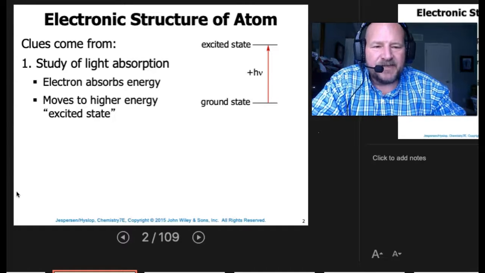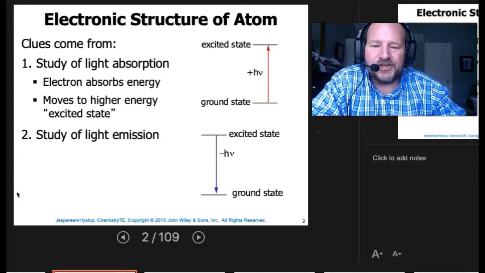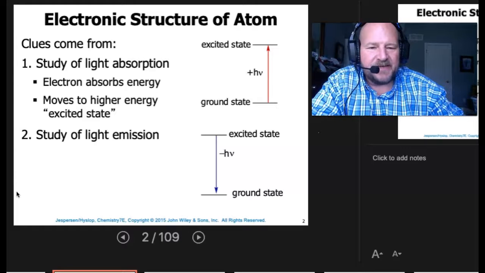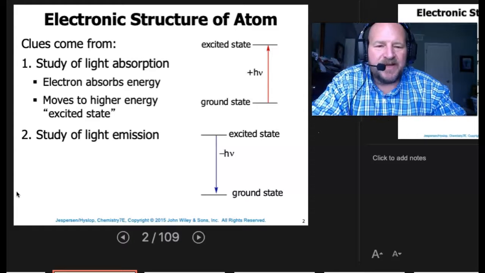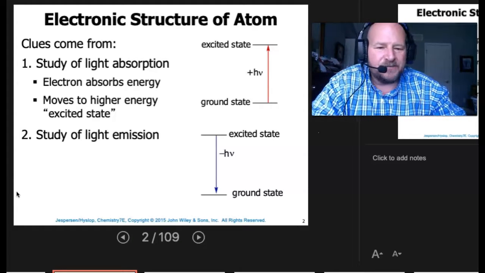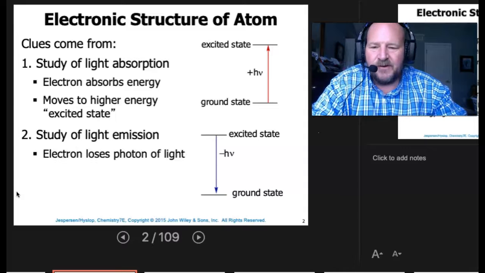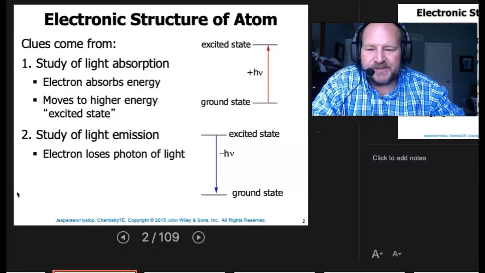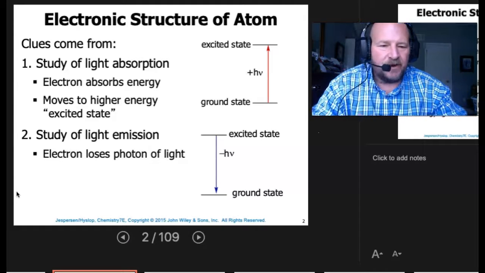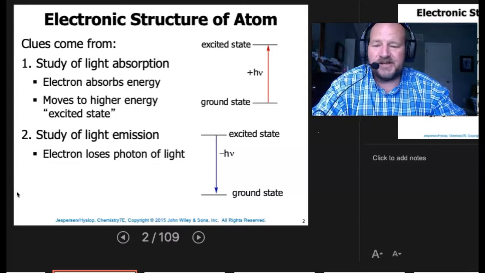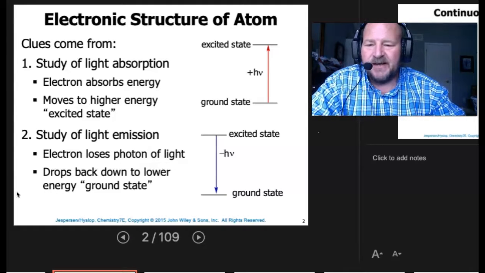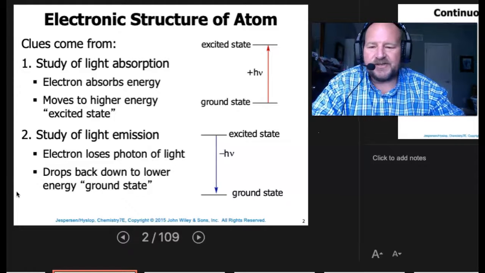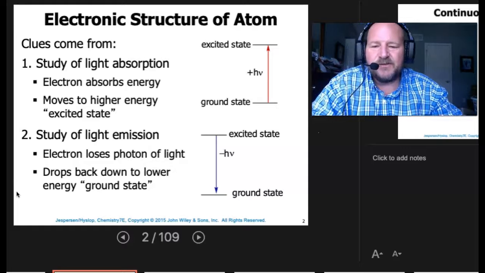Now, the other studies that come in are going to be light emission. In that case, we have that excited state electron and it's going to fall back down to its ground state. So when the electron loses the photon of light, it's going to come off sometimes as visible light or as energy. And a lot of times the term we use there is it drops back down to the ground state.